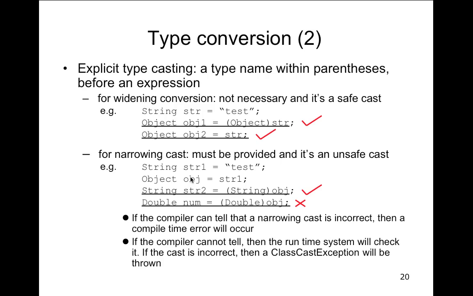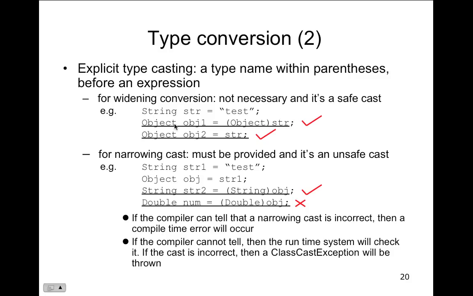Okay, here we go. We can take object here, and this is typecasting. Essentially, it's the same thing. In fact, it's the same format, I think, as you can see in C++. We can take integer inside or float inside the brackets here and typecast one object to another. I believe it's the same format, but don't quote me on that. So explicit typecasting, the type name within parentheses before the expression. So for widening, it's not necessary, and it's a safe cast.